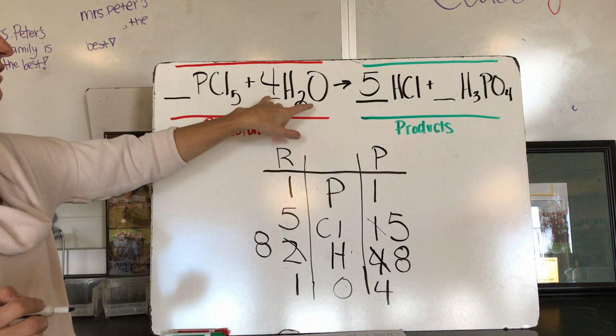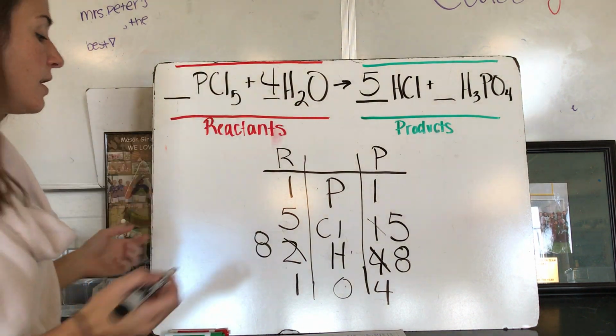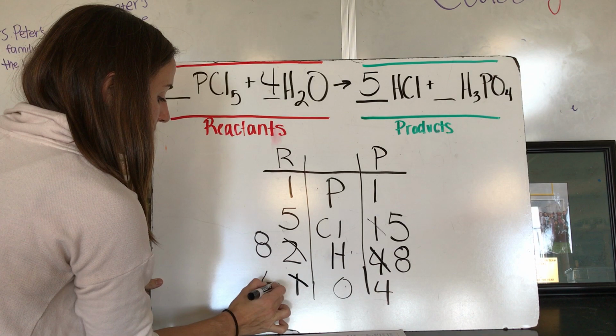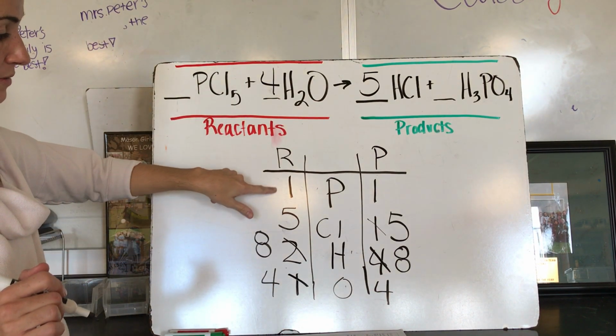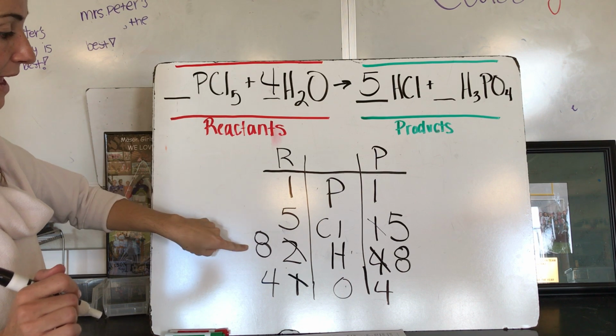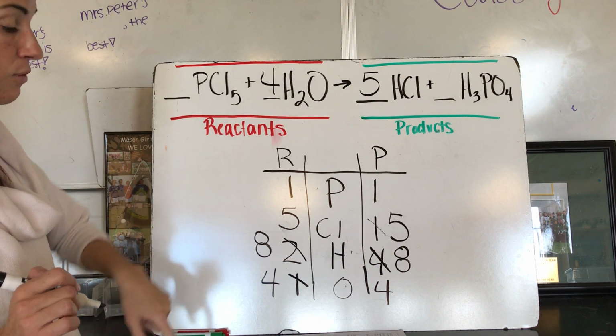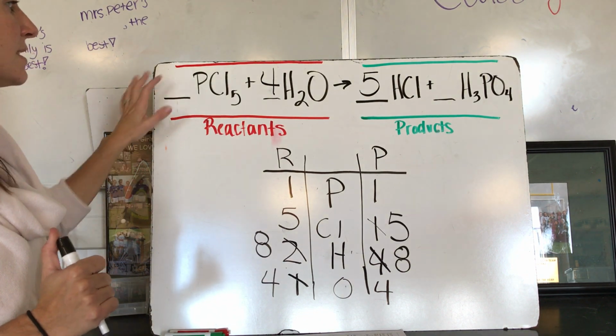But then it also affects my oxygen. 4 times 1 gives me 4, and then actually that works out great. So 1 phosphorus, 5 chlorine, 5 chlorine, 8 hydrogen, 4 oxygen, 4 oxygen. This now is balanced.